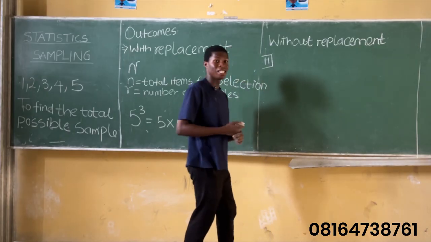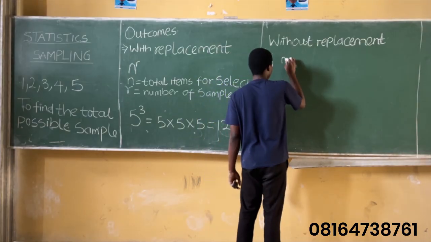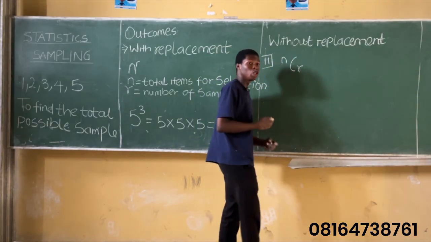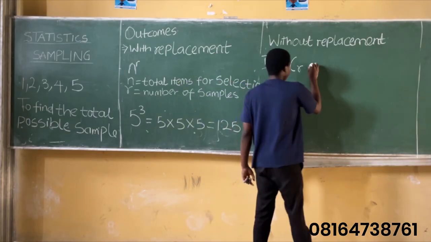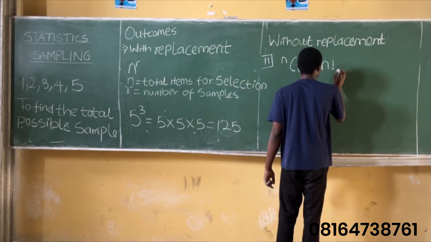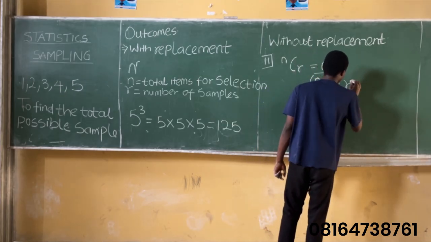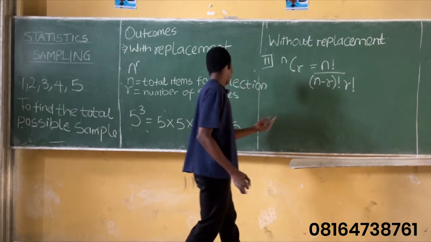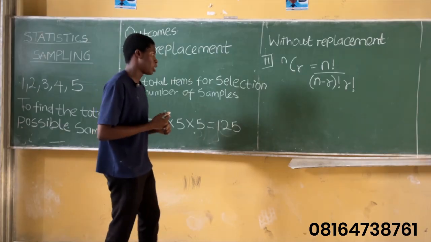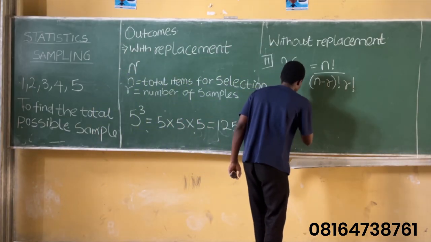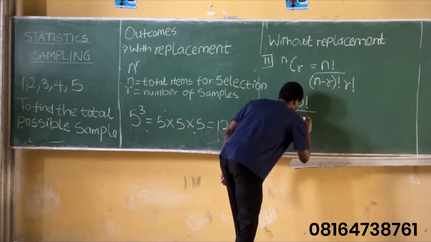So without replacement, the whole idea is using a combination principle, whereby N combination R will give you the total number of samples present in the equation. So the formula for the sample is N factorial divided by N minus R factorial. I earlier stated that N is the total items we are taking a selection from, and R is the number of samples that we need. So this is 5 factorial divided by 5 minus 3 factorial.